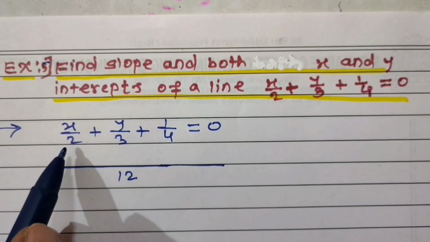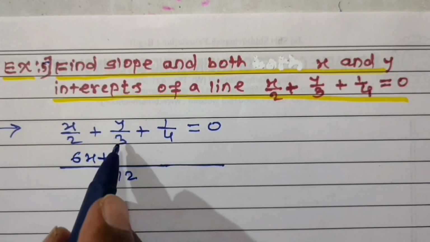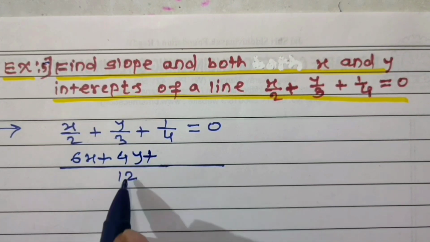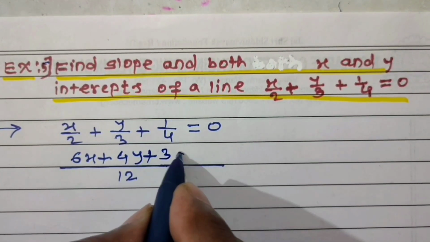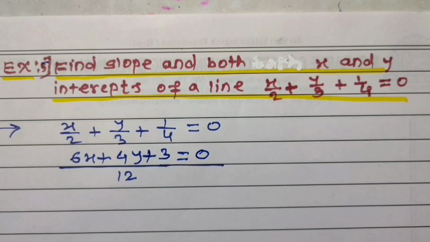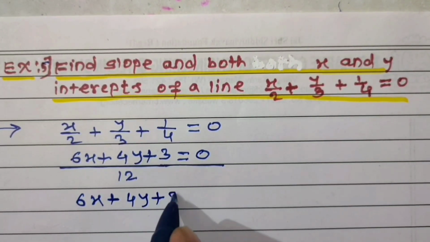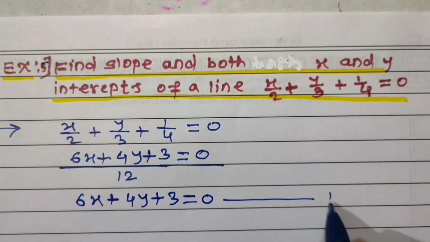Now 12 divided by 2 is 6, 6 into x, 6x, plus 12 divided by 3, which is equal to 4, 4 into y, 4y, plus 12 divided by 4, that is 3, 3 into 1, 3, is equal to 0. Now 6x plus 4y plus 3 is equal to 0. This is the given straight line.